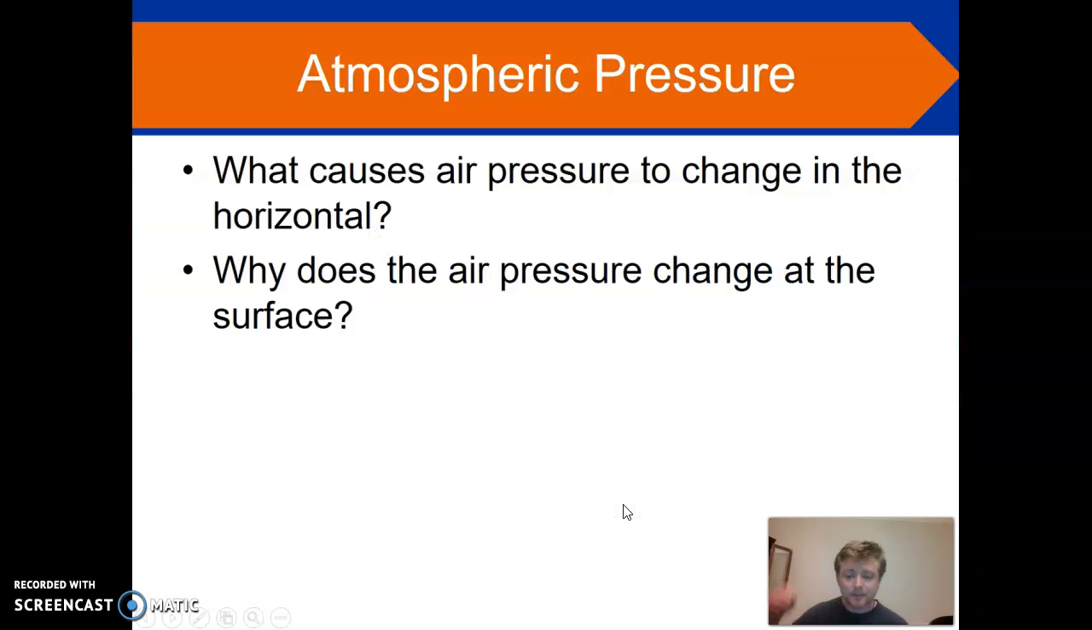All right, so we're talking about pressure, but we're already familiar with that. But what happens with pressure and winds? Why do we get changes in pressure? What happens when our pressure is changing?